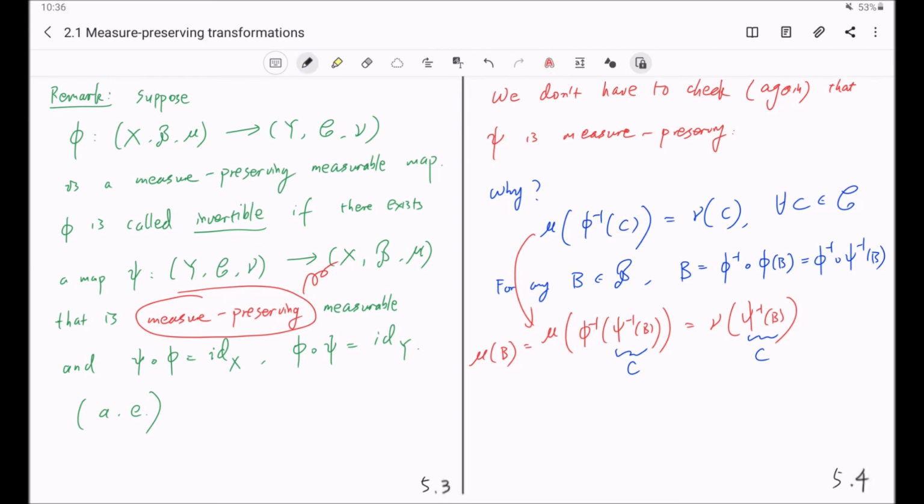And this tells you when you want to prove two systems are isomorphic, there are only three things to check: the measure preserving and the measurability of phi, and the measurability of psi.